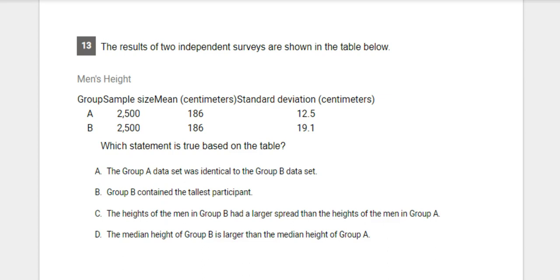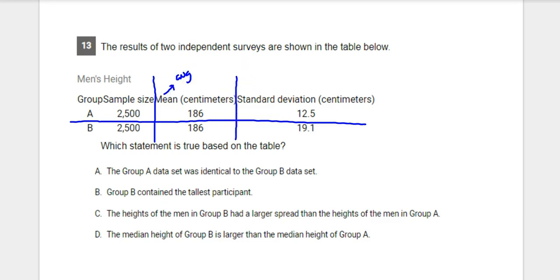You might notice that on the real test, the actual test, it was set up a little bit differently than this. On the College Board, they don't really put it in the same format, and it looks a little bit goofy. So I'm going to put in some lines here of what it probably looked like on the real one. They probably had this in some sort of a table, and the sample size, there were 2,500 men. The average height, remember mean means average. The average height was 186 centimeters, and the standard deviation was 12.5 and 19.1.